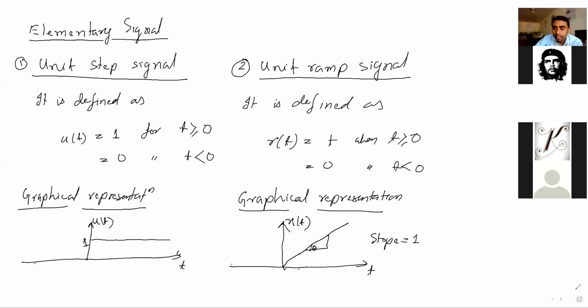Okay, come to the next point. I have explained the unit step signal and the unit ramp signal. There is one important note. The important relation is that we can get a ramp signal from the unit step signal, and also we can get the unit step signal from the ramp signal, using an integrator or differentiator.